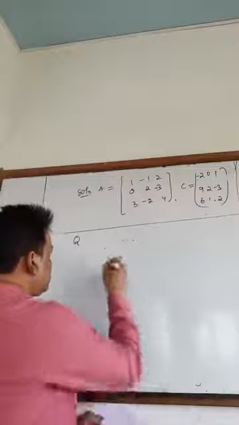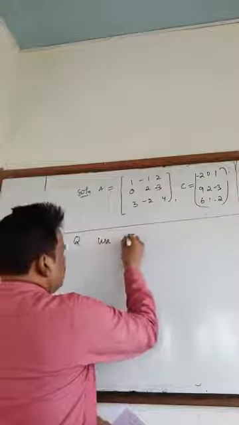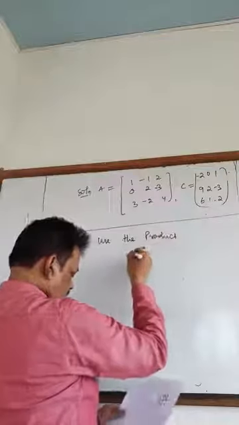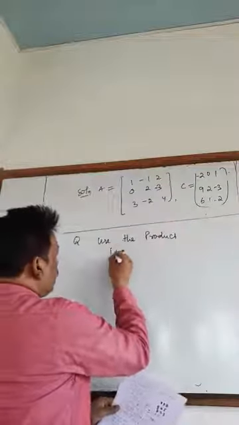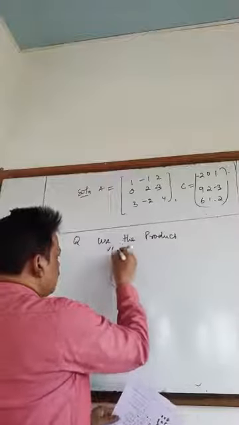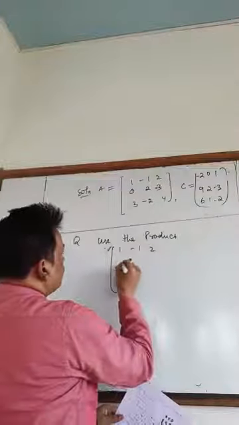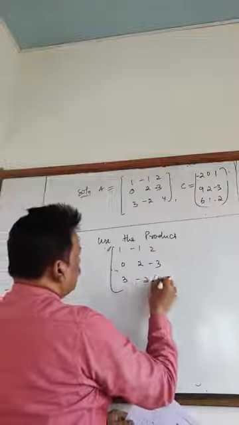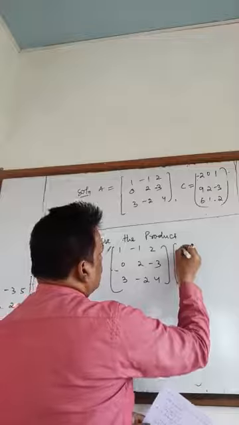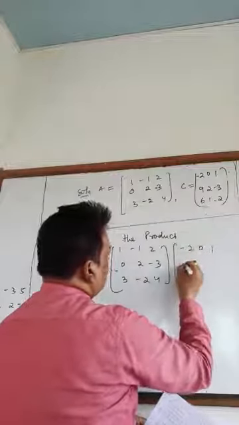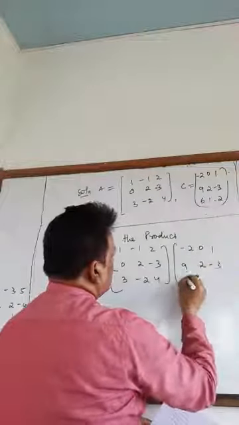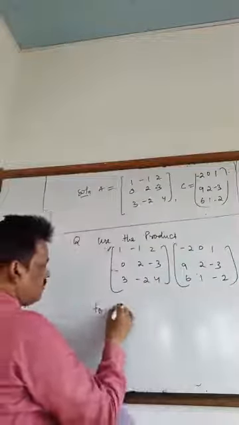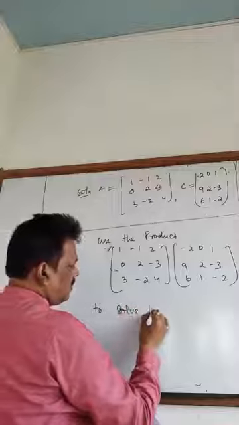Use the product that is [1 -1 2; 0 2 -3; 3 -2 4] and [-2 0 1; 9 2 -3; 6 1 -2] to solve the equations.